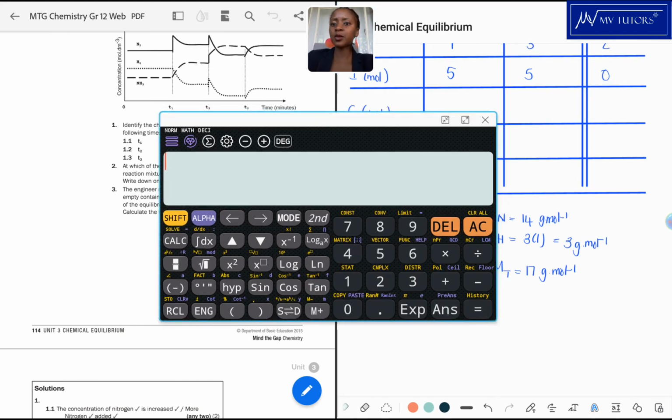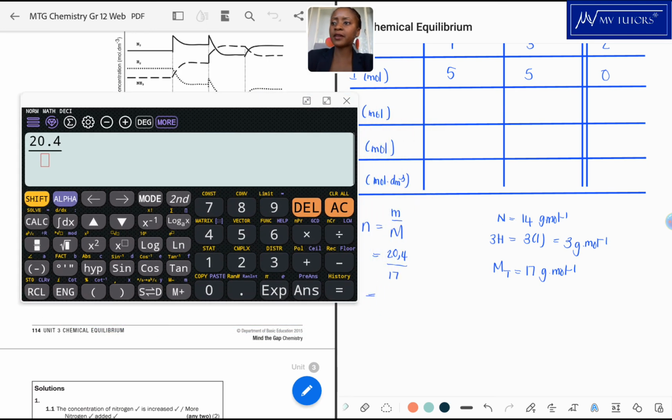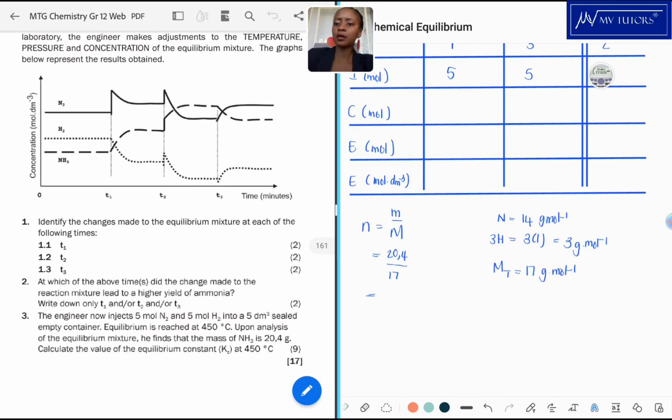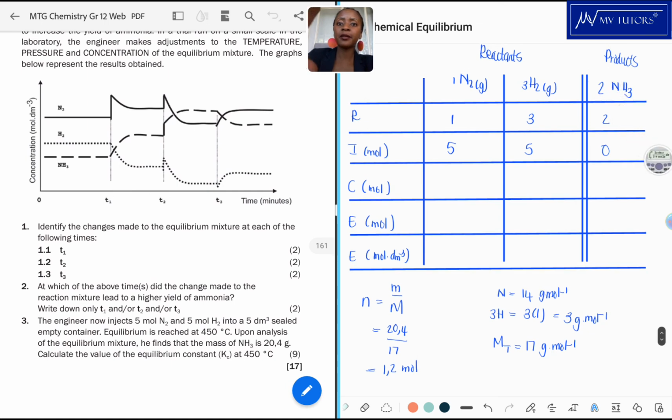Okay, so we have 20,4 divided by 17, and that is 1,2. Okay, so we have 1,2 mole at equilibrium for, what do we have there? For ammonia. So at equilibrium, we have 1,2 mole.